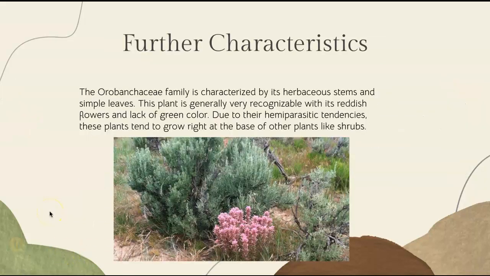Some further characteristics of the Orobanchaceae family is that it's characterized by its herbaceous stems and simple leaves. This plant is generally very recognizable with its reddish flowers and lack of green color. Due to their hemiparasitic tendencies, these plants tend to grow right at the base of other plants like shrubs. We can see this in the picture below with the pink plants growing by this shrub.